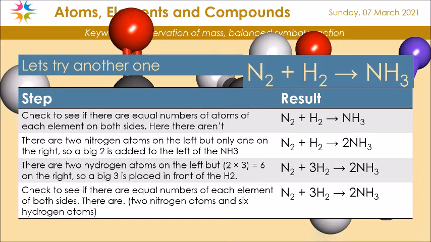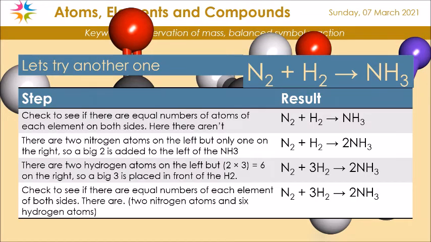Okay, so step 1. Check to see if there are equal numbers of atoms of each element on both sides. Okay, that's not going to work because we've got two H's here. We've got three H's there. We've got two nitrogens there and one there. It's a complete mess. So let's look at it: there are two nitrogen atoms on the left, but only one on the right. So we have to add a big 2 in front of this molecule. So now we have two nitrogens on the right and we have two nitrogens on the left.